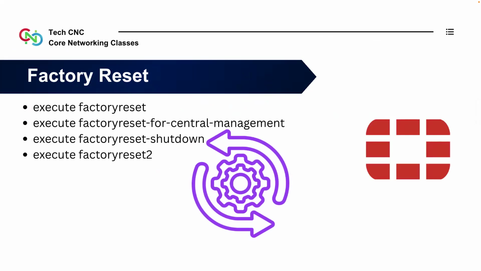So these are the options we do have. We can see here four options: execute factory reset for central management, execute factory reset shutdown, execute factory reset 2. Now let's have a look at what exactly these four things are and what are the main differences we have in these four options one by one.